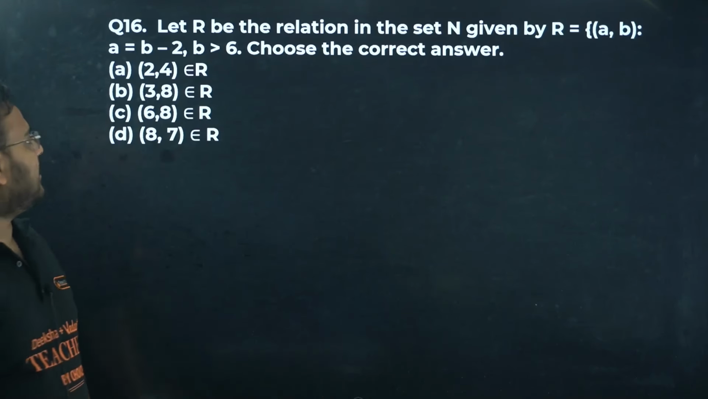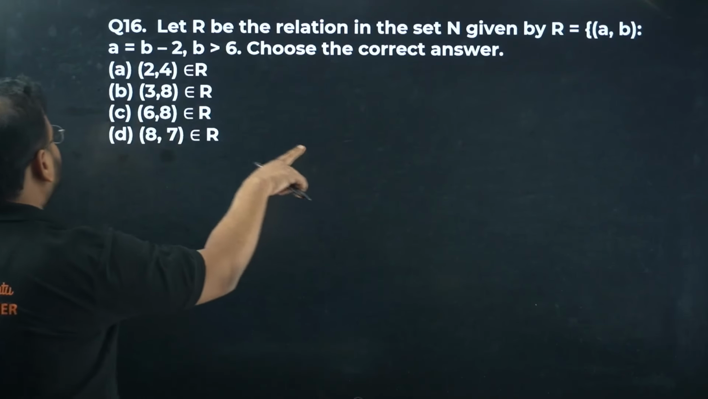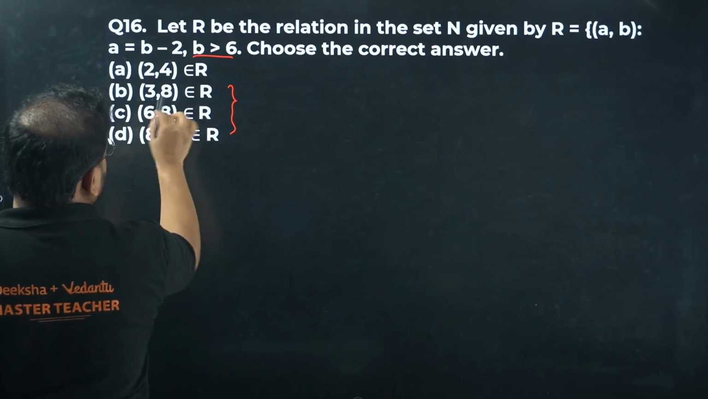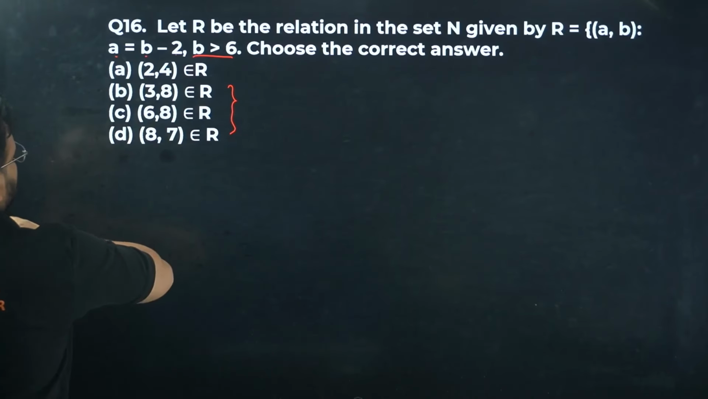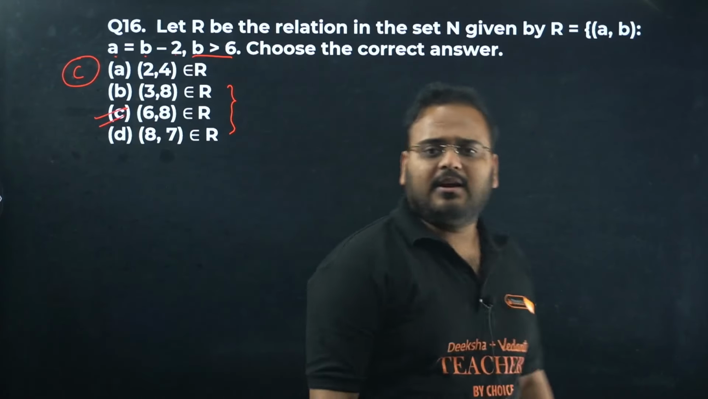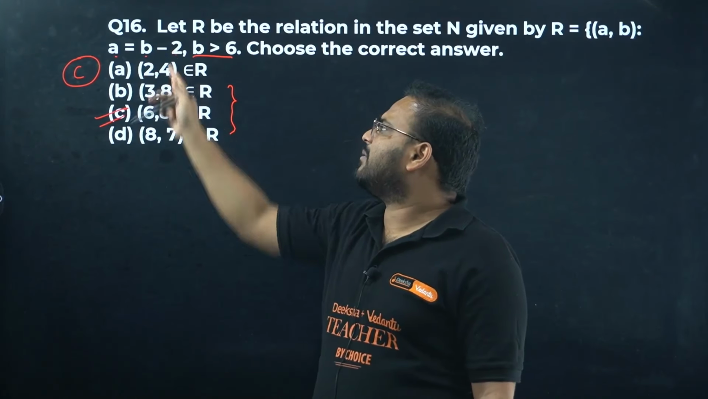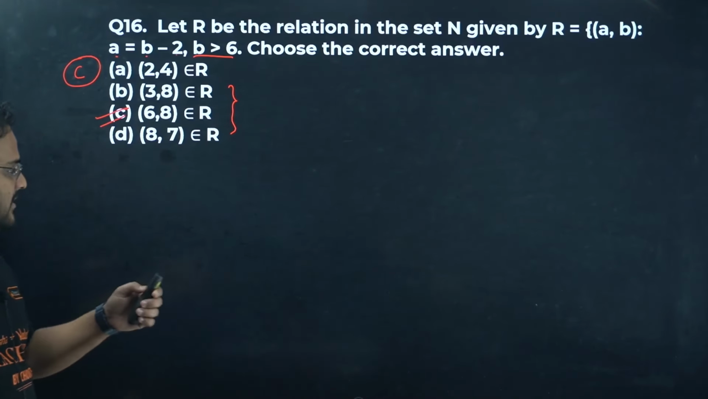Next, let R be the relation on the set N given by, okay, ordered pair (a, b). b is more than 6 means we have to go in these cases, and the difference is only 2. A and b difference is 2. It means we have only one option like this. Option C is correct, because in option B the difference is 5, in option D the difference is 1. They're saying b and a difference will be how much? 2. So 8 minus 6 is how much? 2. Option C is correct.